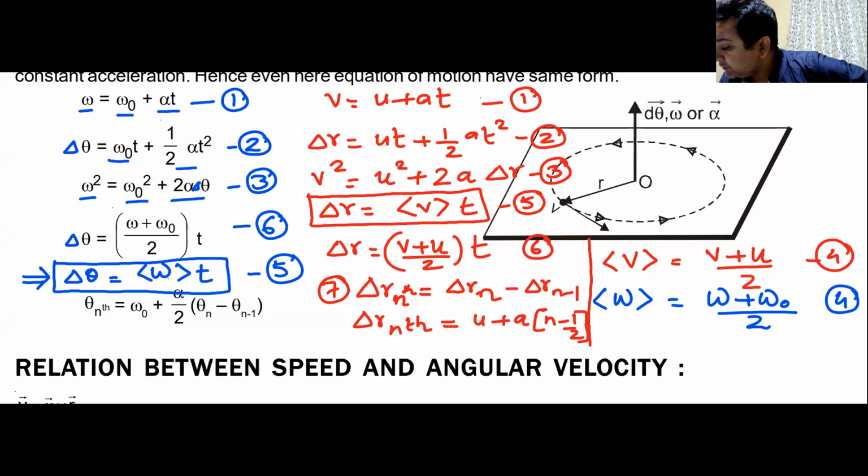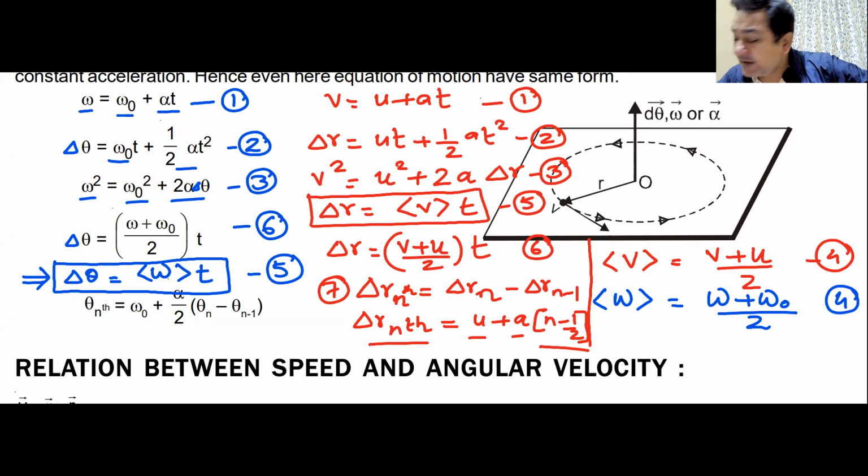Let me continue with this. So the formula that I was looking for was: displacement in the nth second is u plus a into n minus half, u standing for the initial velocity, a standing for the constant acceleration, n standing for which second you are talking about. If you want to find it in the 5th second, put n as 5. For the 6th second, put n as 6, and so on. Now these are the formulas for motion in one dimension.